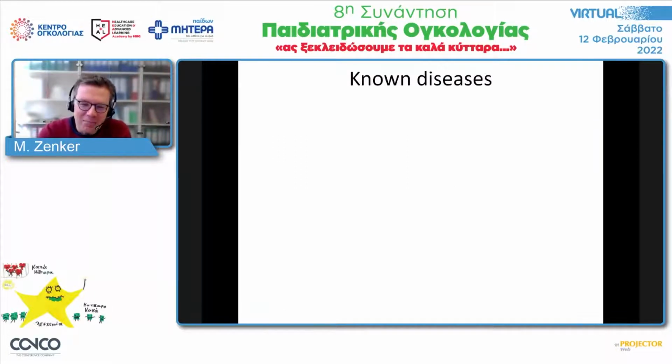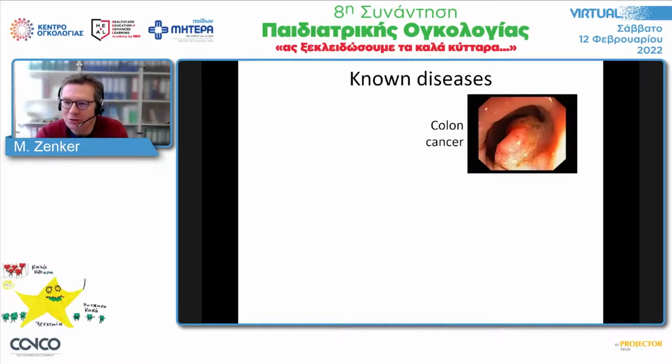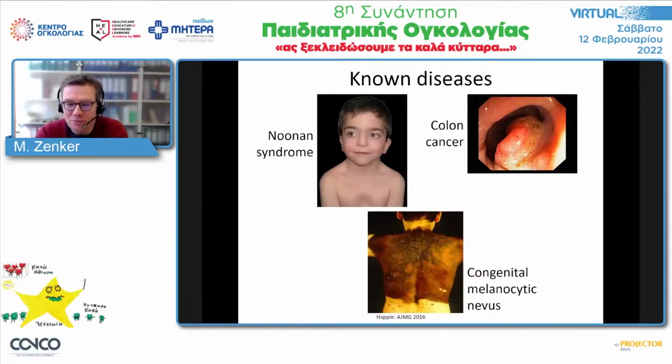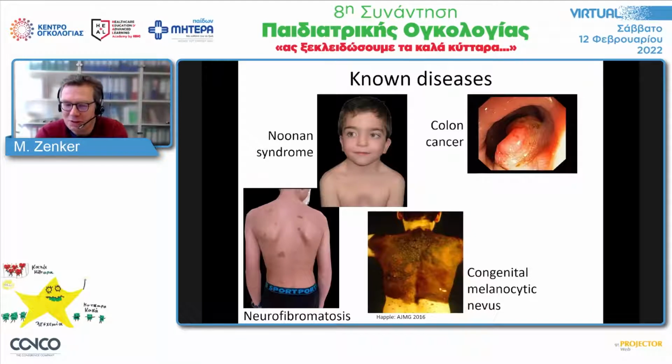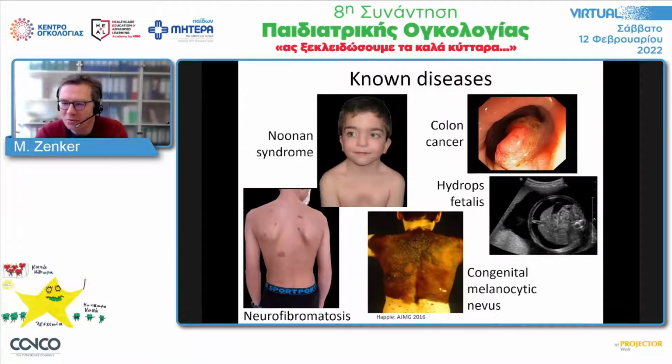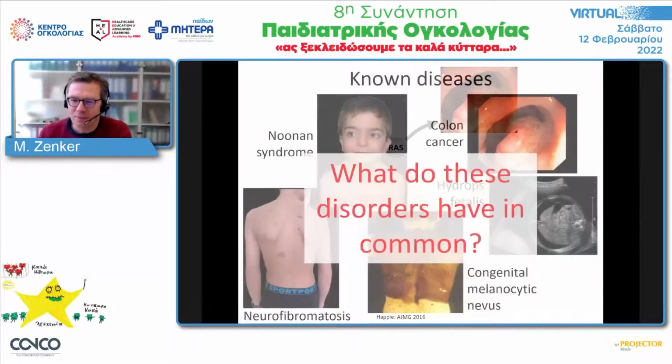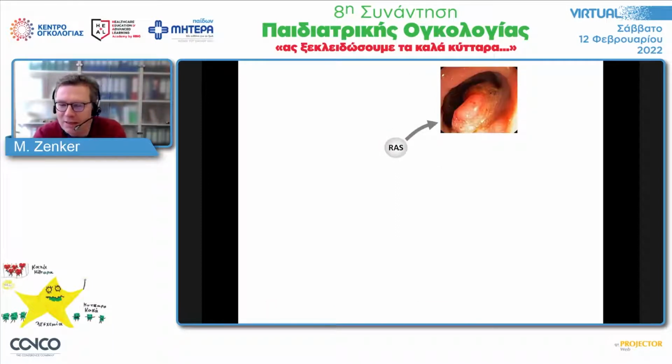So what I'm going to talk about is actually quite well-known diseases like colon cancer, congenital melanocytic nevi, Noonan syndrome, neurofibromatosis, and also a little bit about hydrops fetalis. And you may ask, so what do these disorders have in common? It is pretty well known since the 80s that RAS is an oncogenic driver for many tumors like colon cancer, pancreatic cancer, and so on and so on.